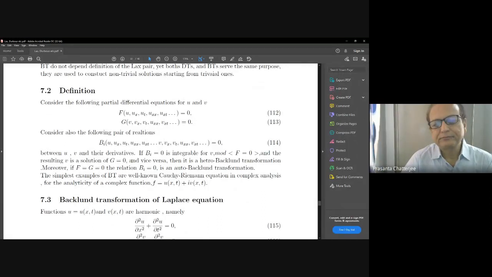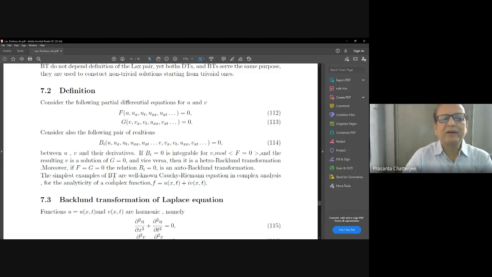If B_i equal to 0 is integrable for v, then this particular expression gives a solution, and the resulting v is a solution of G equal to 0. Then the relation B_i equal to 0 is an auto Backlund transformation.